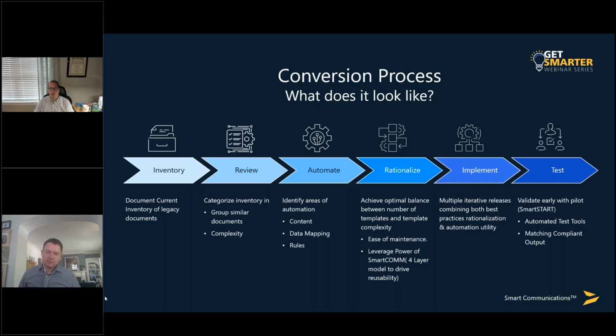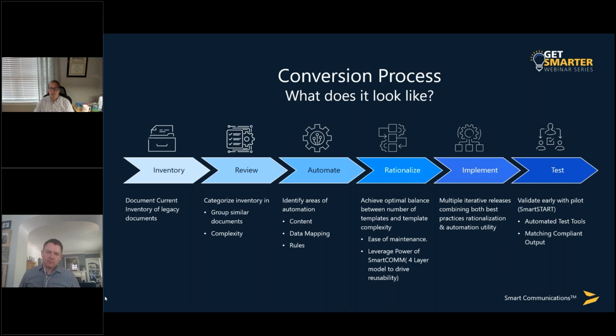So the four-layer model of SmartCOMM, whether that's data, content, process, or rules, allows you to rationalize down how many templates you actually need to migrate over to SmartCOMM. Then it's a matter of implementing this process. So we recommend an iterative process, not a big bang approach, where you're following best practices that are set out at the beginning. And you're also looking for ways to utilize automation when it makes sense.